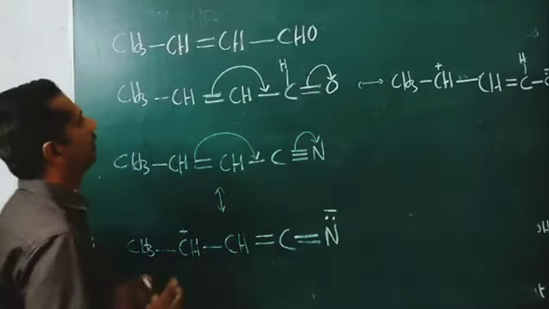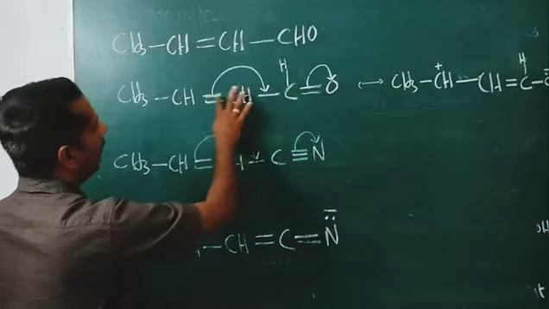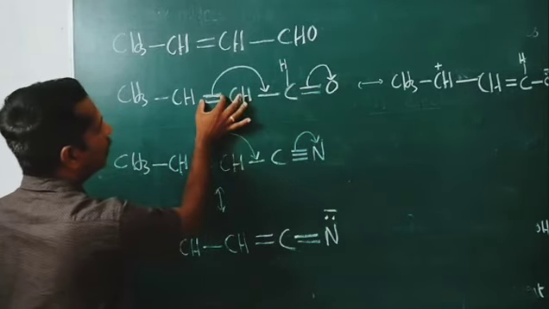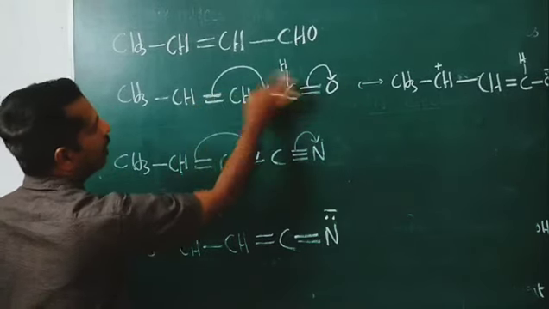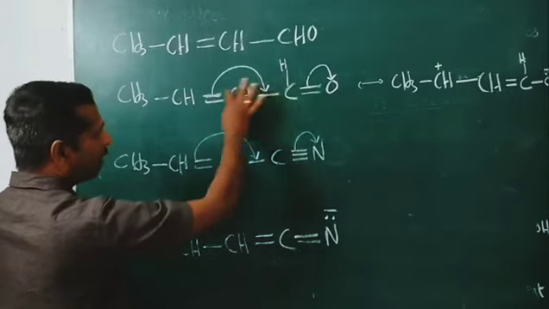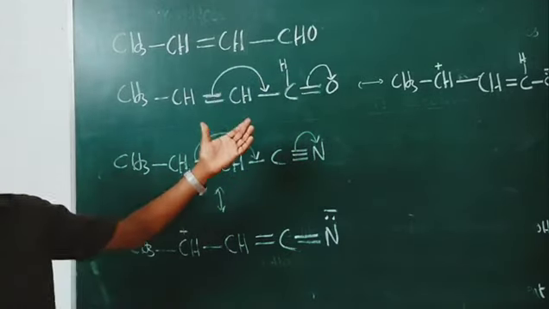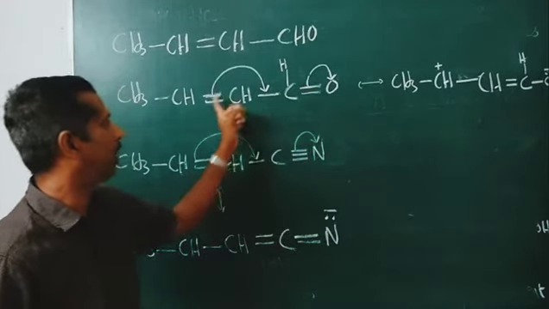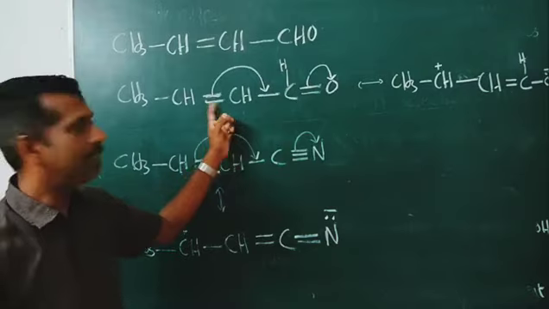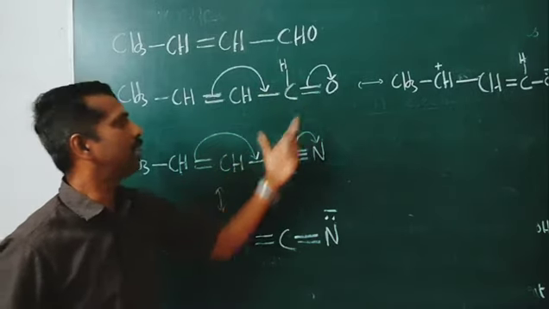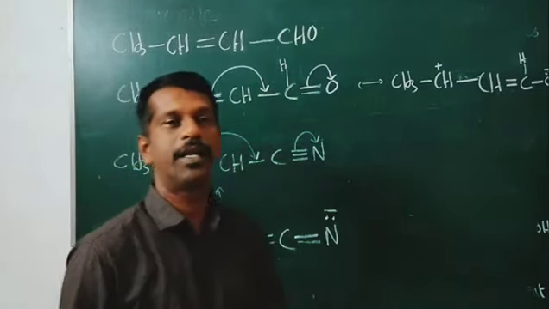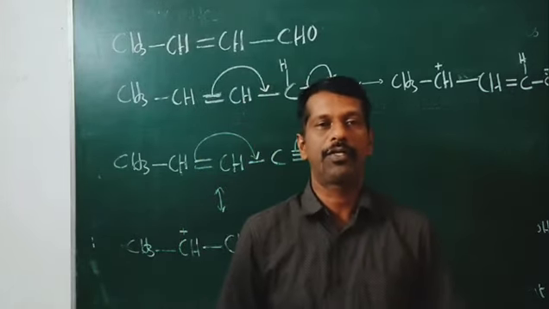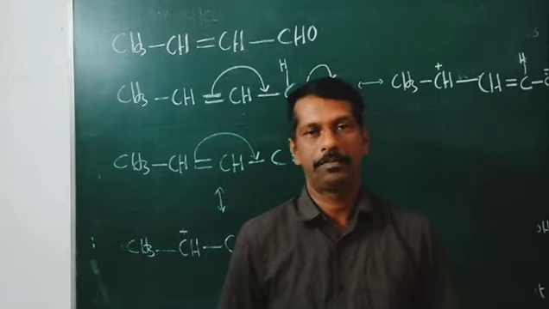Here you must see that the double bond in the attached group and the double bond present in the carbon chain are adjacent, they are in conjugation. What do you mean by in conjugation? Here is a double bond, here is a single bond, here is a double bond. That means these double bonds are in conjugation. This type of effect is known as minus R effect or minus M effect.